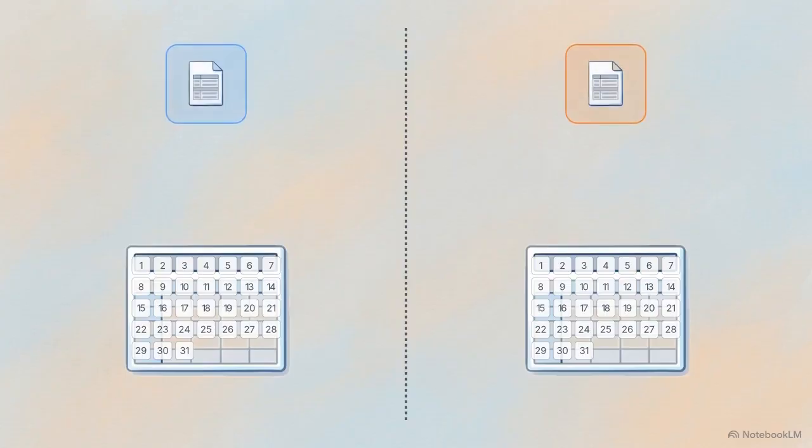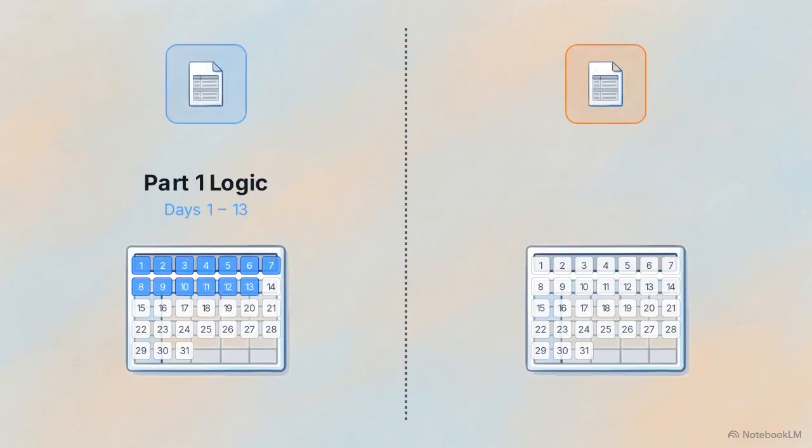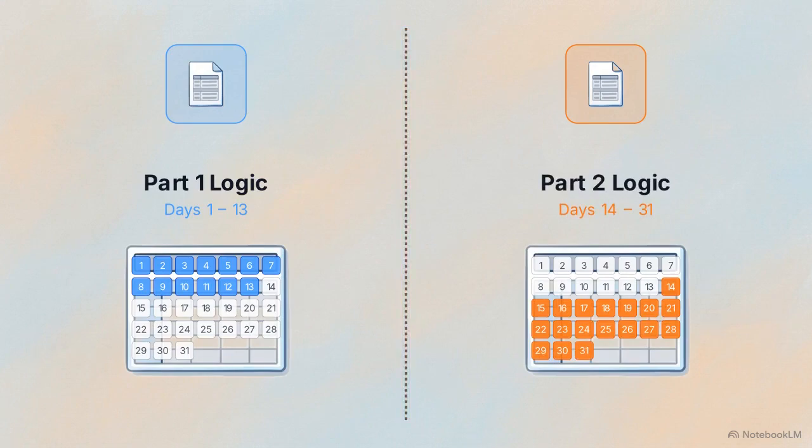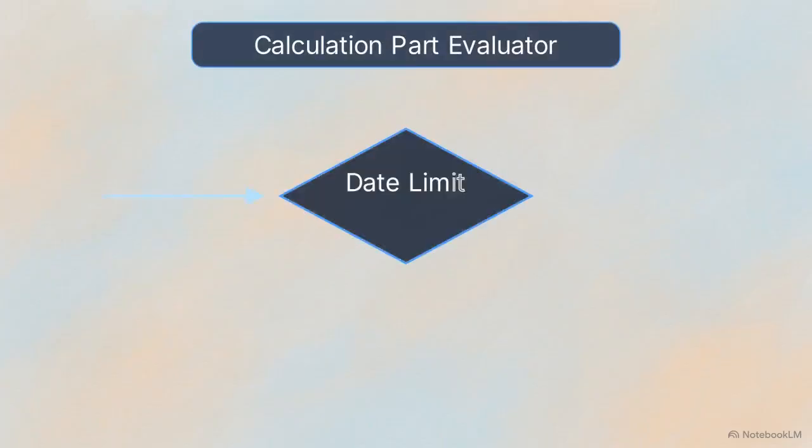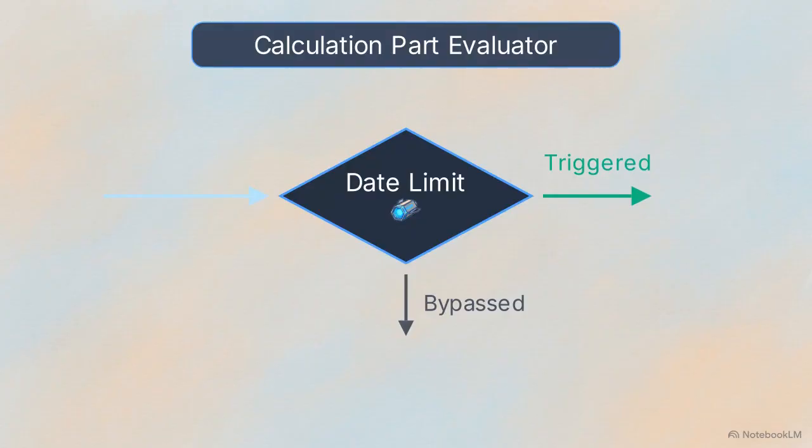Consider a business requirement for a telecom company. They need to bill usage differently depending on whether a record originates before or after the 13th. To accomplish this, an SAP scheduling rule passes the origin date through a sequence of evaluating steps called calculation parts. The most important variable here is the date limit. This is a day-of-the-month threshold that dictates whether a specific calculation part is triggered or bypassed.